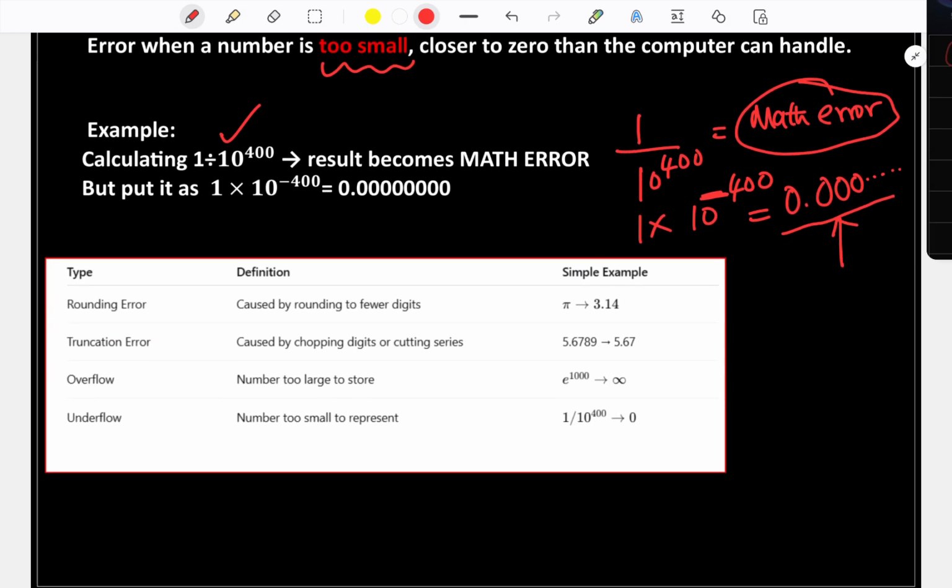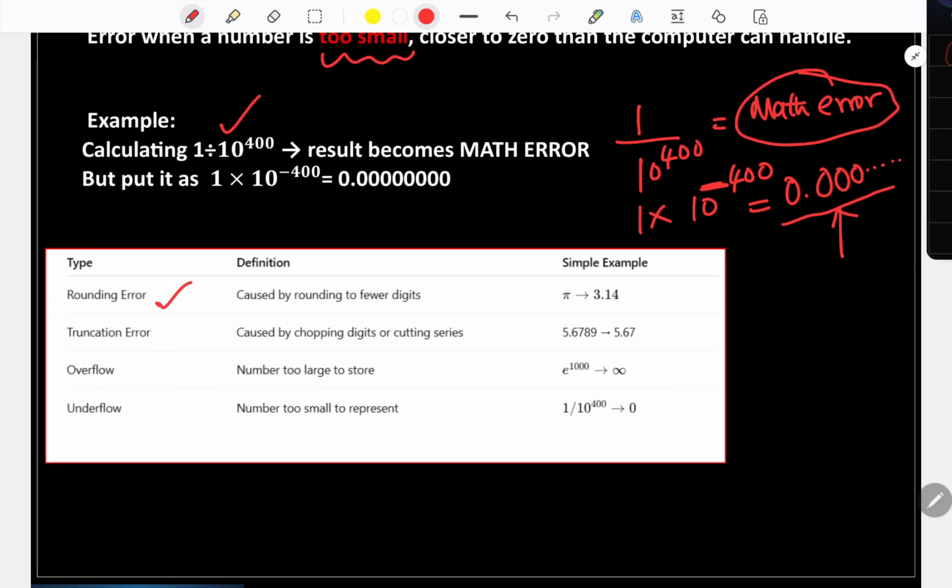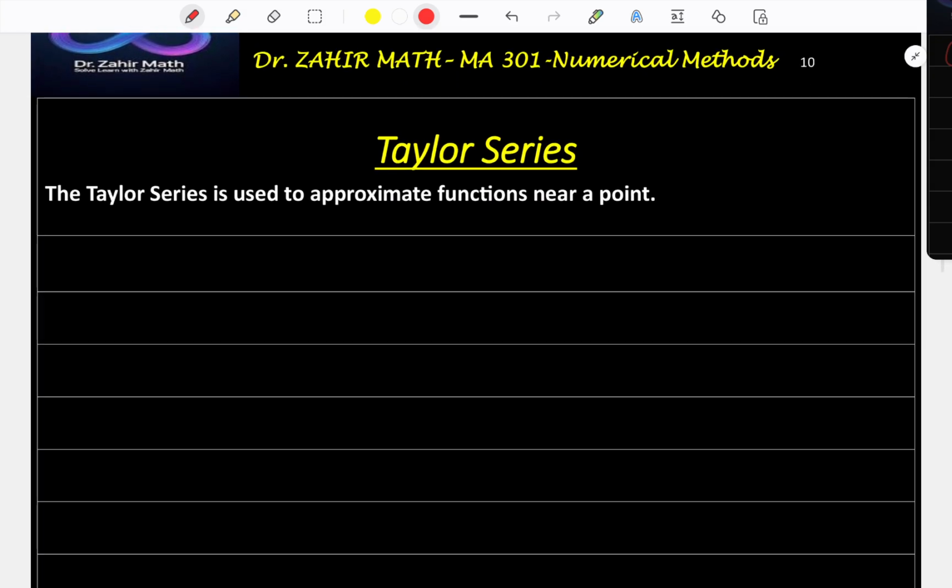Okay. Now I made it as a small table. Rounding error, I gave an example. Truncation error, I gave an example. Overflow, I gave an example. Underflow, I gave an example. Okay, right. So this makes it clear what is rounding error, what is chopping error, what is relative error, what is absolute error, what is computer error. Clear, everybody? Right. So next we are going for Taylor series.